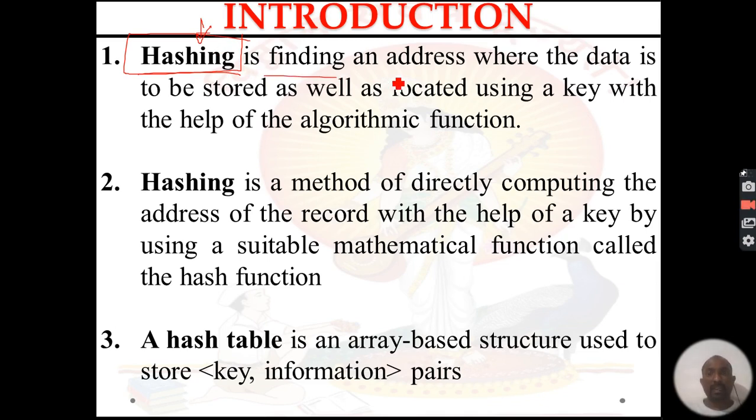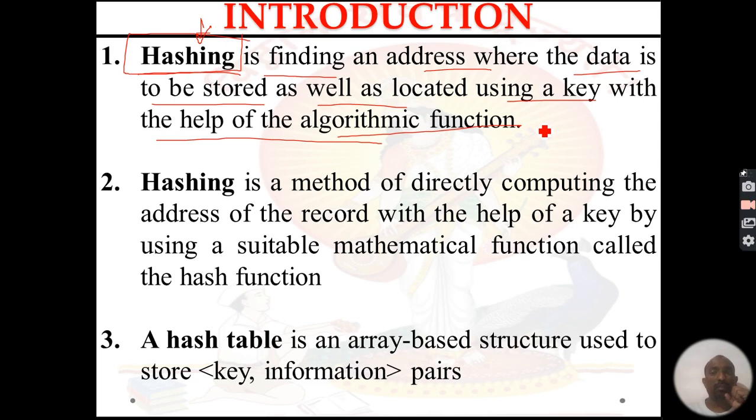Hashing is finding an address where the data is to be stored as well as located using a key with the algorithm function. We can say hashing is one type of data structure. In that it is used to find the address where data is actually stored or located by using the key. Here they have mentioned key with the help of the algorithm function. Algorithm function means there can be one function, and that function is called a hash function.